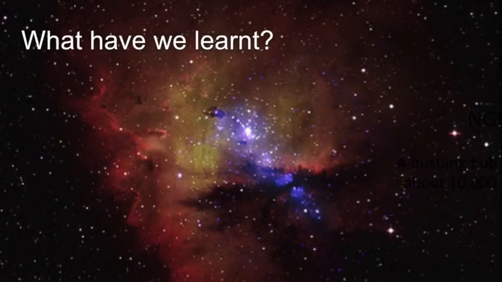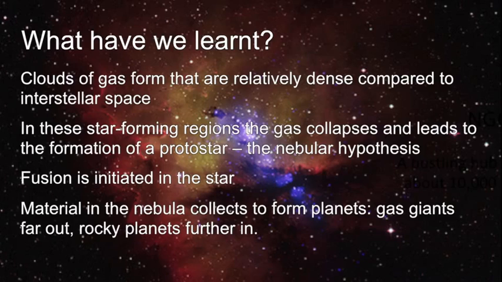So what have we learned in this very brief summary? We've learned that clouds of gas form that are relatively dense compared to interstellar space. In these molecular clouds, these star-forming regions, the gas collapses and leads to the formation of a protostar. This is called the nebula hypothesis. Eventually, fusion is initiated in the star and it starts to give off heat and energy. During this process, material in the nebula also begins to collect and form planets. Giant gas planets far away from the star and rocky planets further in as material coalesces and gathers to form planets.